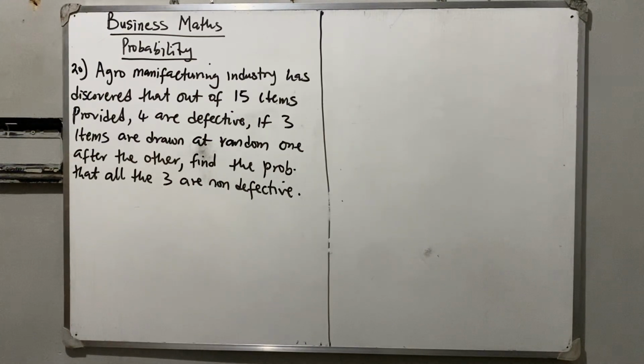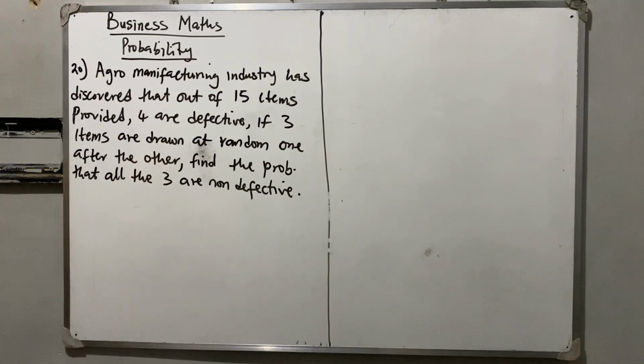So in this particular video, we want to talk about probability. They say that an agro manufacturing industry has discovered that out of 15 items provided, 4 are defective. They now say that if 3 items are drawn at random, one after the other, find the probability that they are non-defective.